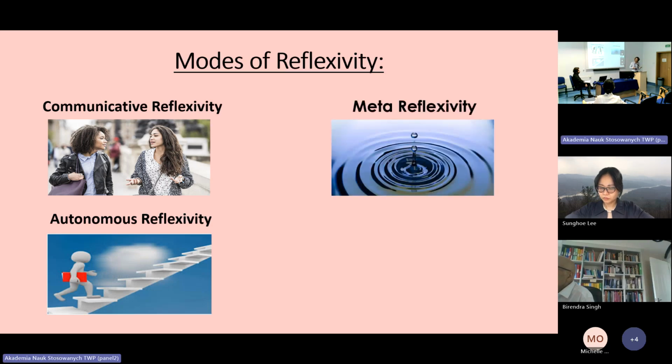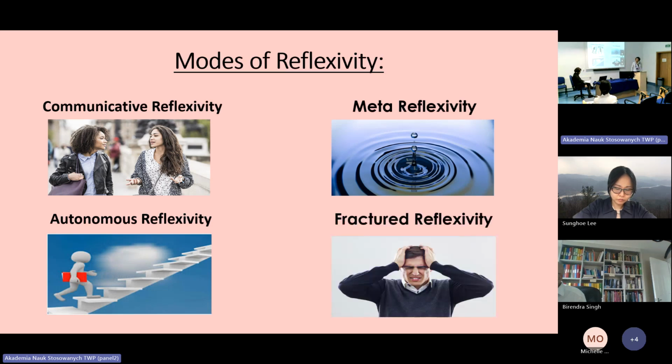Archer also identified meta-reflexivity, which I would say is the most reflective of the modes of reflexivity. So this is where, when we're making our decisions and considering what to do, we think more broadly about the implications of our decisions. So, what might be the implications for myself further down the line? How might my choices influence other people, perhaps the planet? It's really, I'd say, through meta-reflexivity that we're able to think ethically.